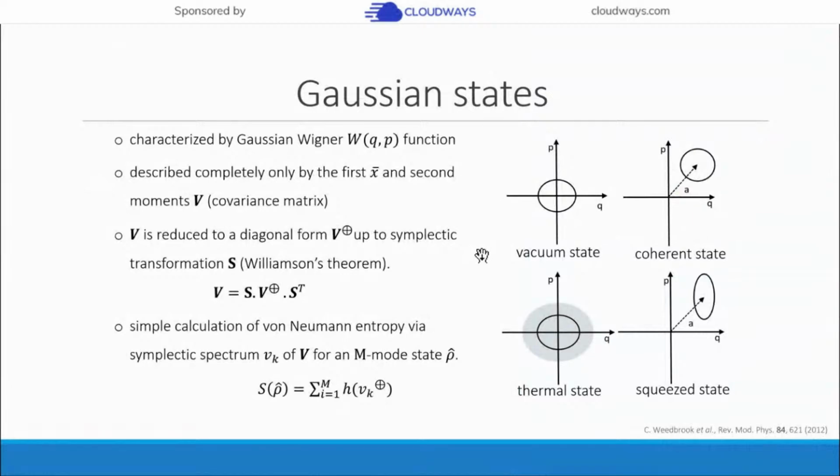More specifically, these states that have this bell shape are called Gaussian states and can be described only by two parameters, their covariance matrix, or in a sense their variance, and their mean value. And they have also other mathematical properties that we can use in order to simplify later calculations, but this is not for this talk.